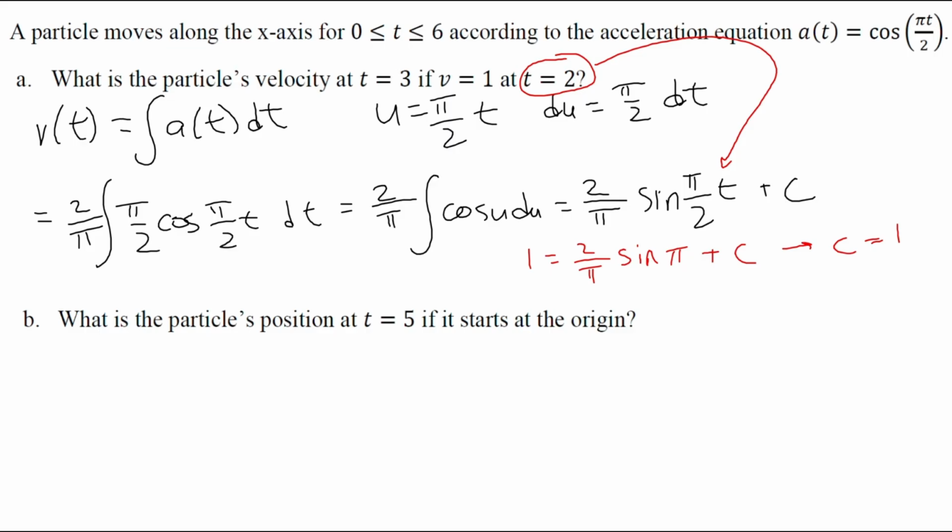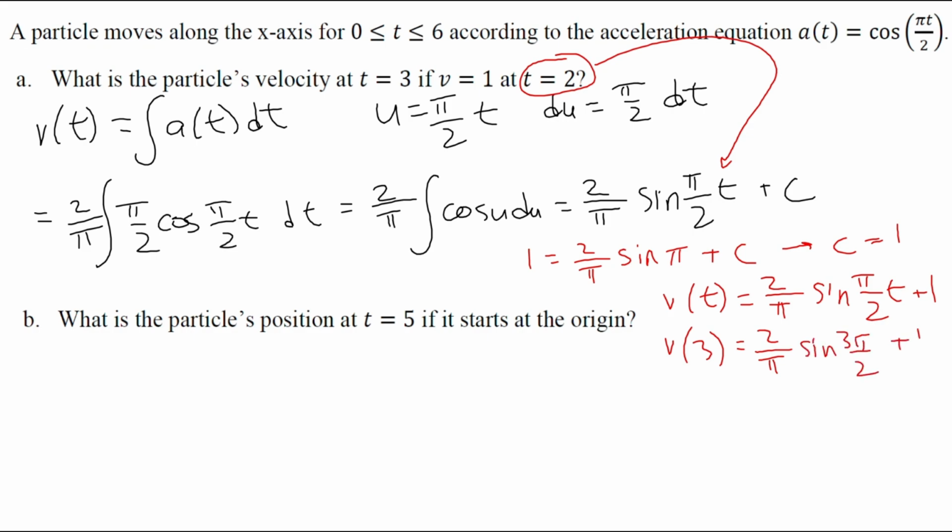Looks like we're kind of running out of room in the space there, but we'll just slide over here. That means our function v of t is the function 2 over pi sine pi over 2t plus 1. And if we want v of 3, that should be 2 over pi sine of 3 pi over 2 plus 1. And the sine of 3 pi over 2 we know is negative 1. So this becomes negative 2 over pi plus 1. So that's our velocity at t equals 3.